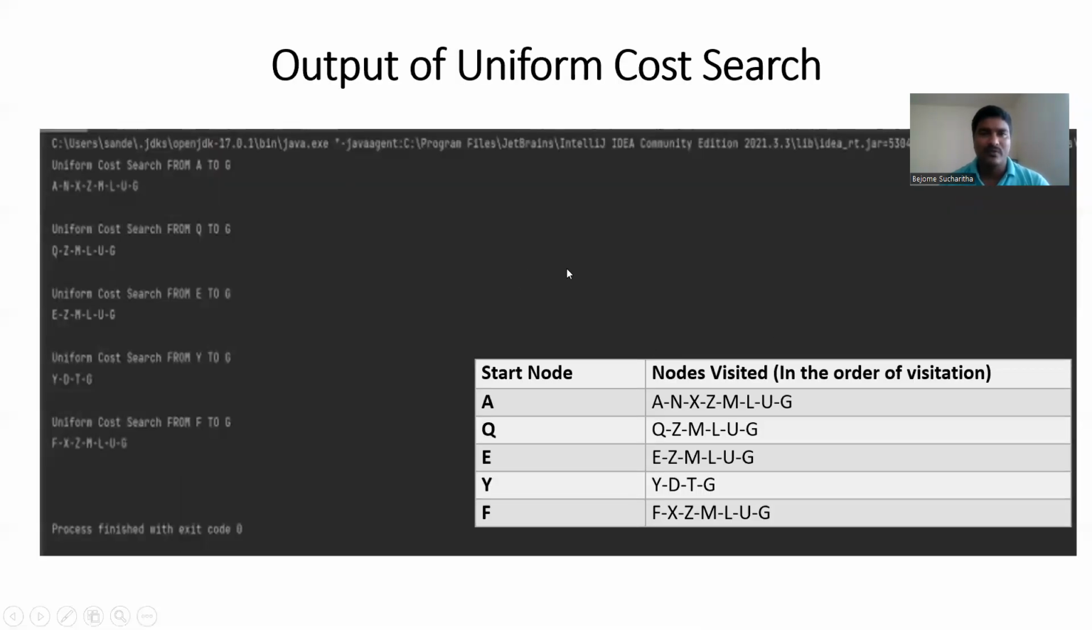And this is the output of uniform cost search. When we are starting with the node here, this is the output, and this is the output.